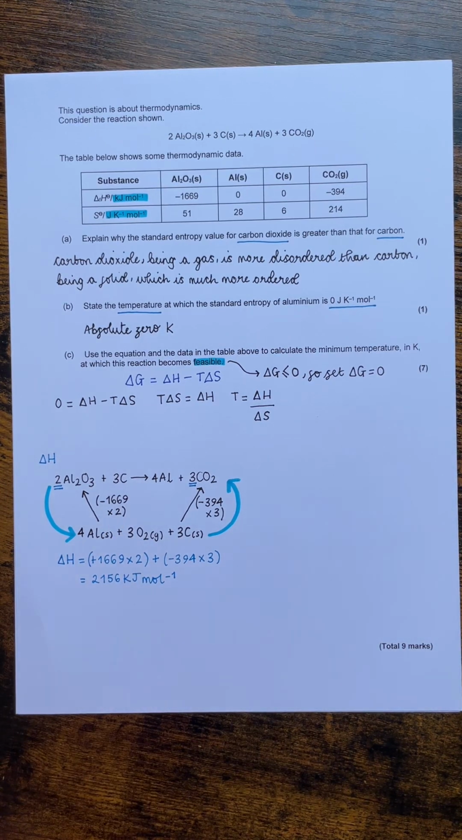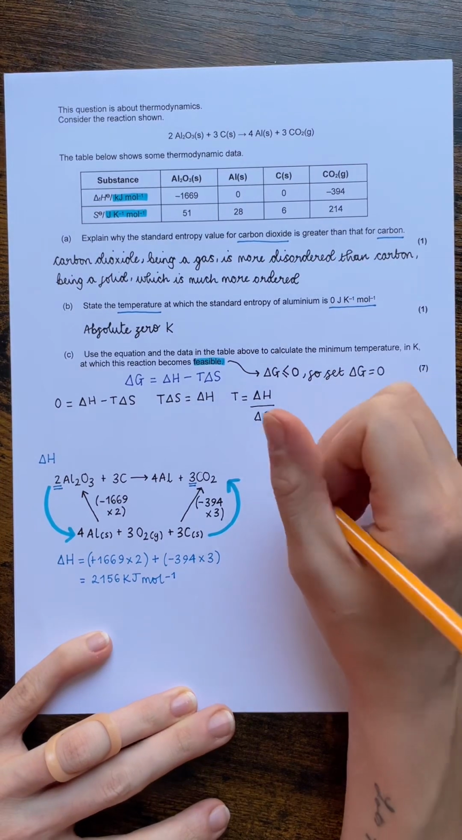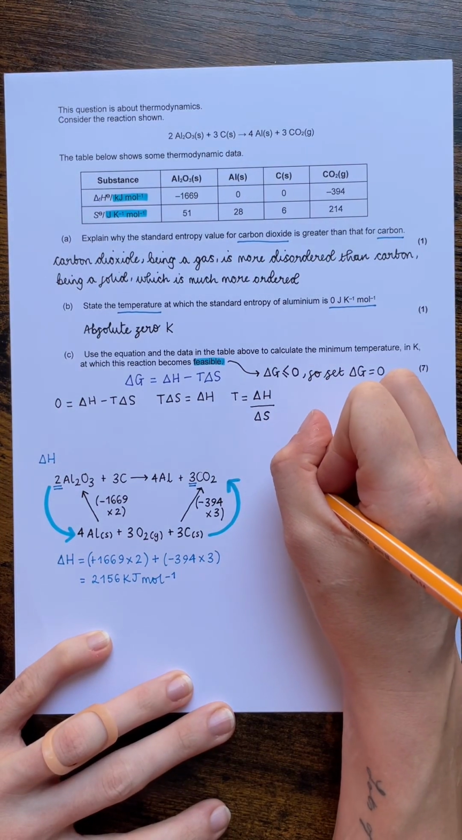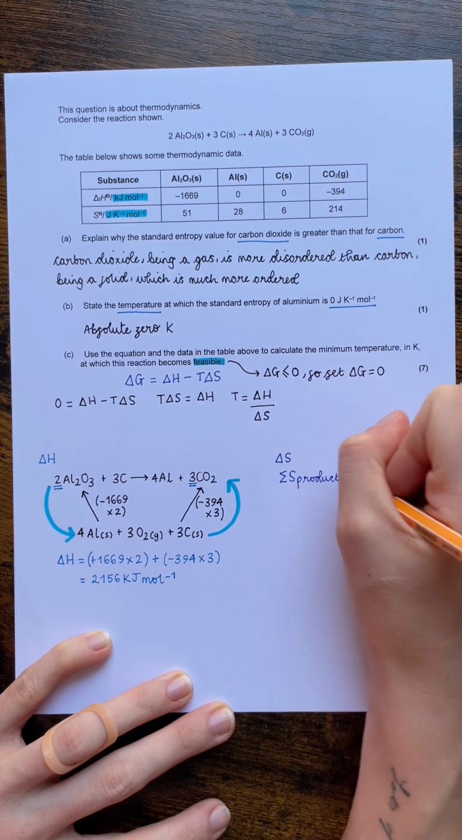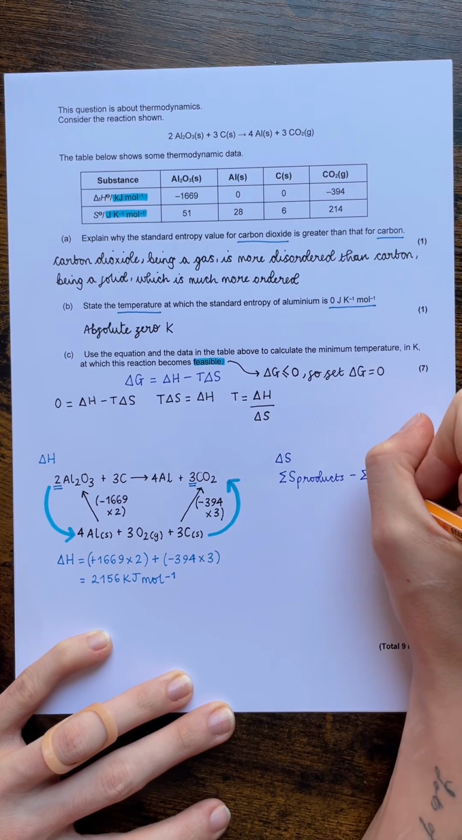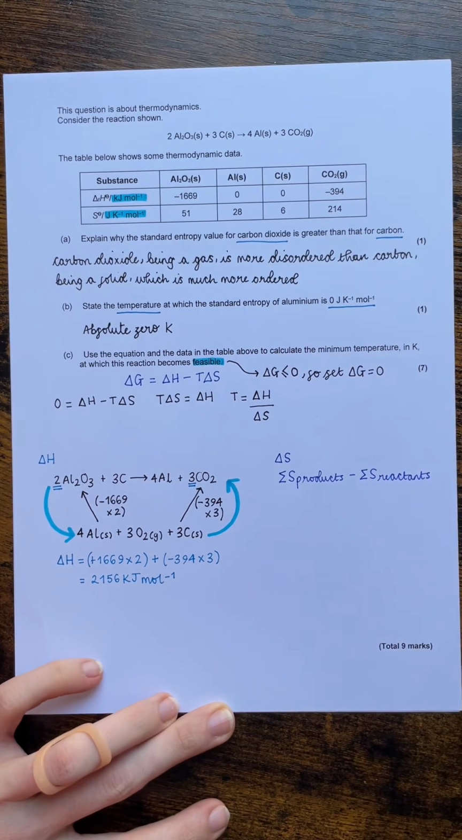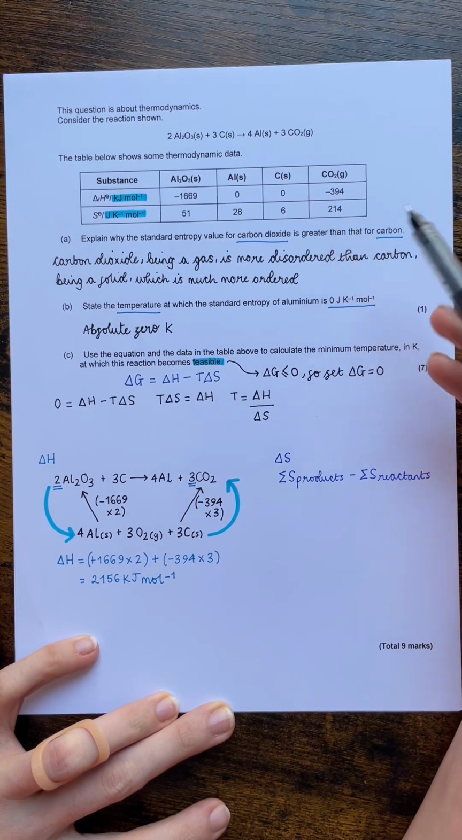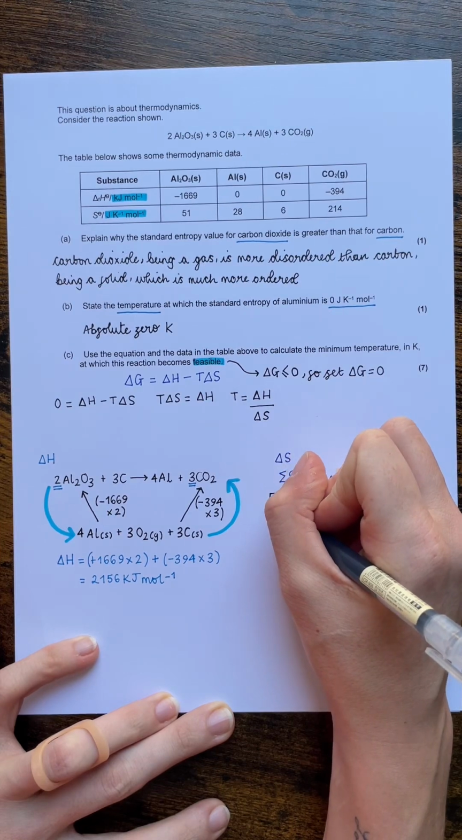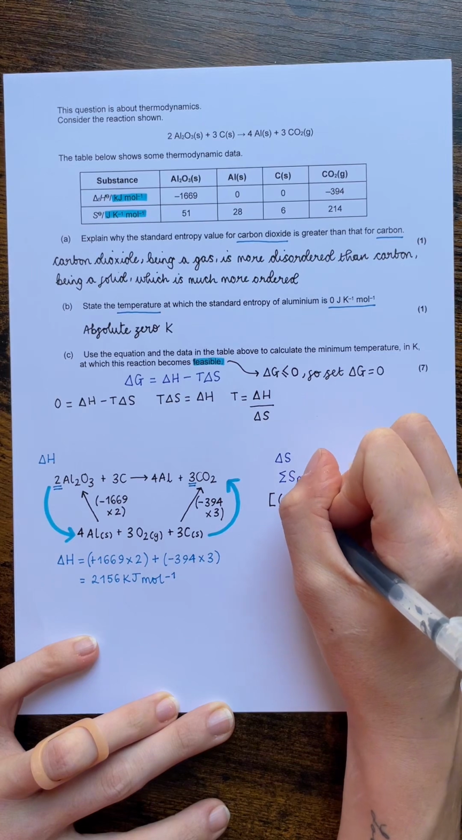If you are in year 13, approaching your A-level exams, then we also need to be able to calculate a value for delta S. So this is where we're going to do the sum of the entropy of the products minus the sum of the entropy for the reactants. So again, looking at the values in the table, that's for 1 mole. So in terms of our products, we have got 4 lots of aluminium. So we're going to need to do 4 times 28.